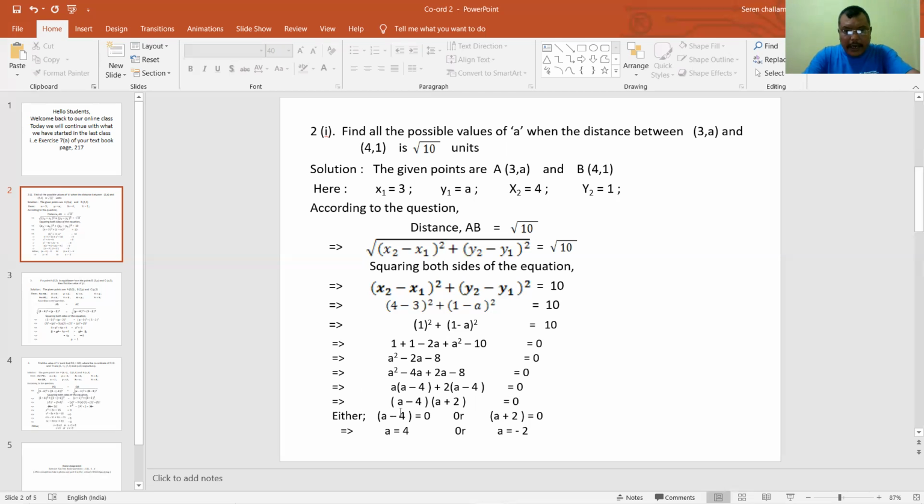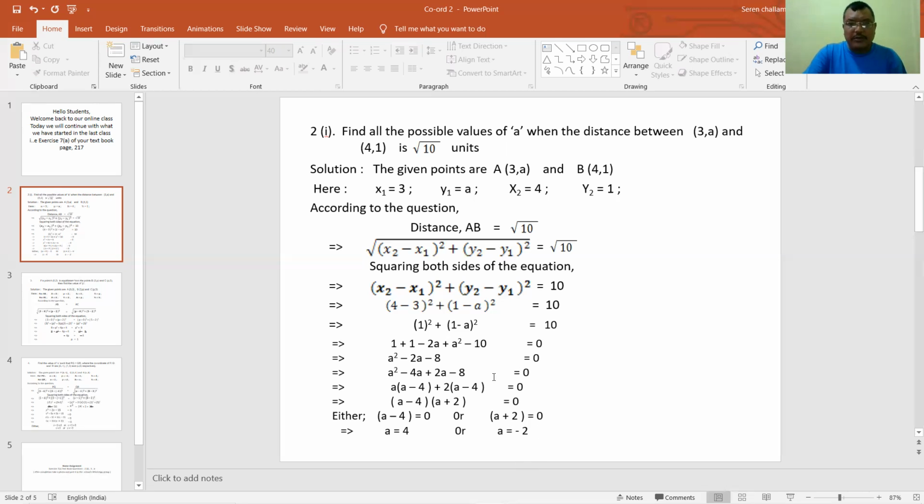Again in the next line, we have a minus 4 which is common. We take it common and are left with a plus 2 equal to 0. So either a minus 4 is equal to 0 or a plus 2 is equal to 0. From here we get a equal to 4, since minus 4, if it goes this side, becomes plus 4. And from here a is equal to minus 2, since plus 2, if it comes this side, becomes minus 2.